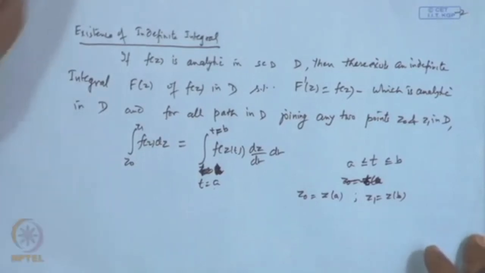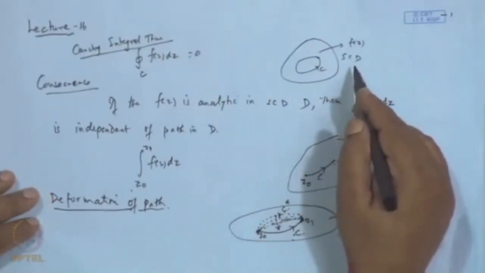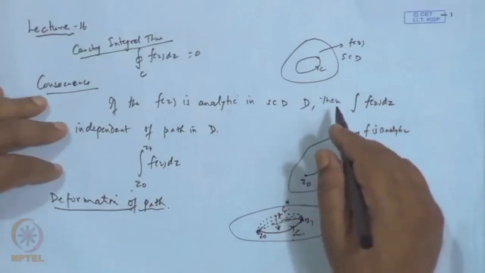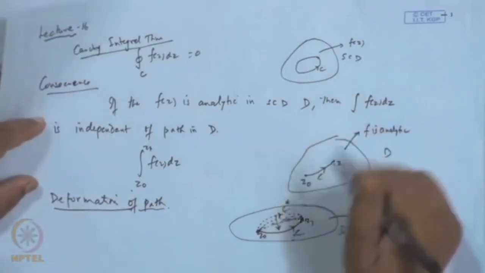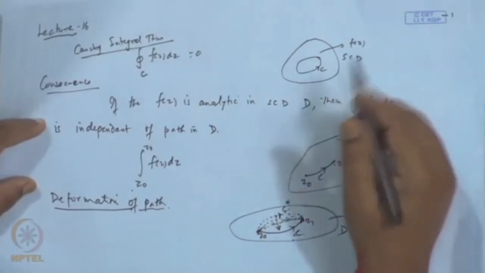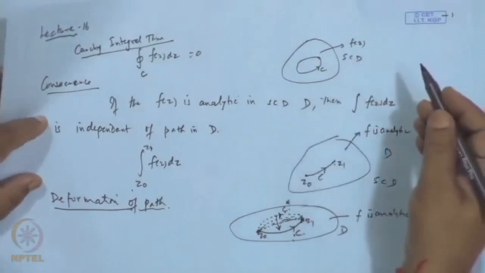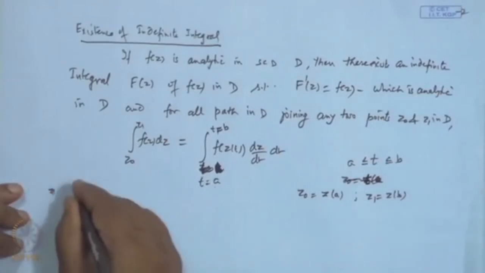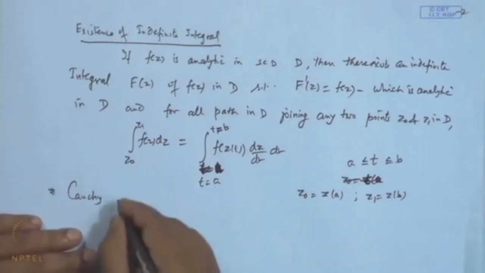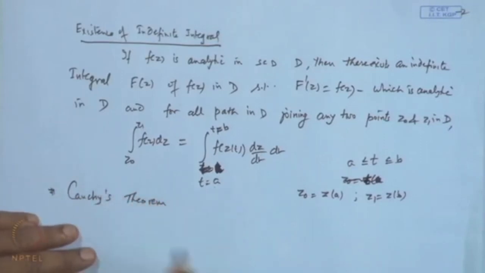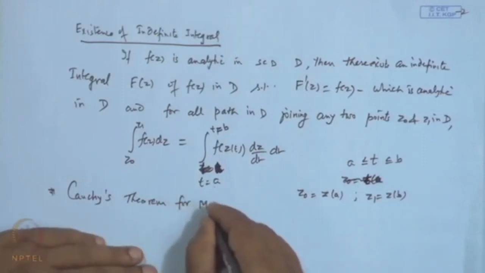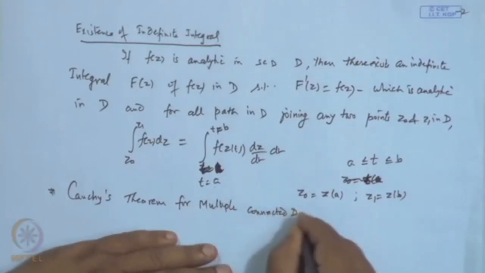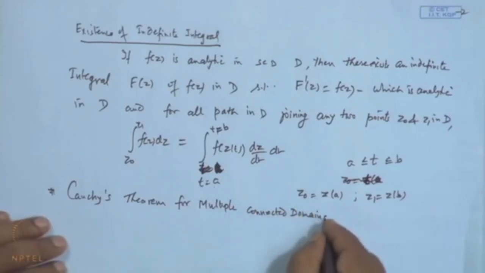Now we have seen the Cauchy integral theorem in the case of a simply connected domain. But if the domain is not simply connected, then also we have a Cauchy theorem for multiple connected domains. What we do here is convert the multiple connected domain into a simply connected domain first and then apply the Cauchy theorem for simple connectedness. So the result is Cauchy's theorem for multiple connected domains.